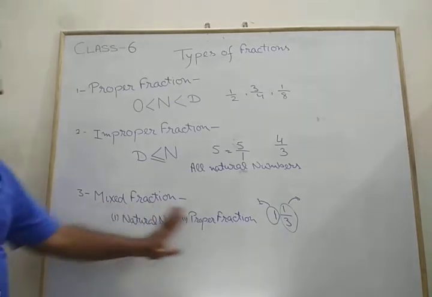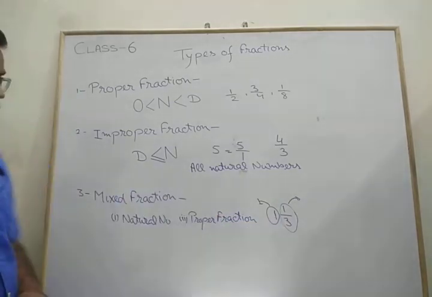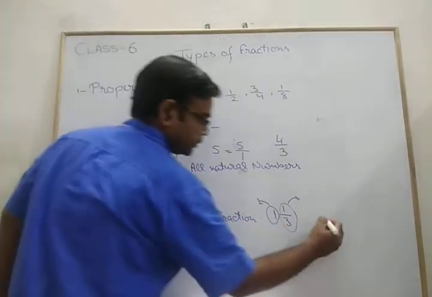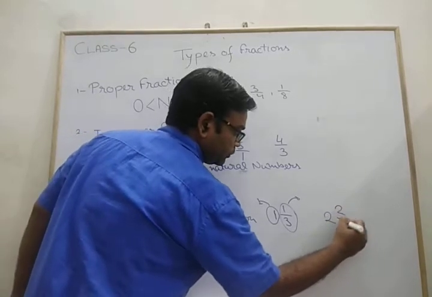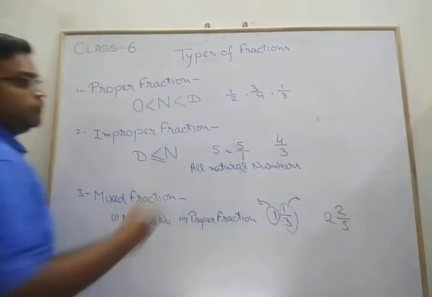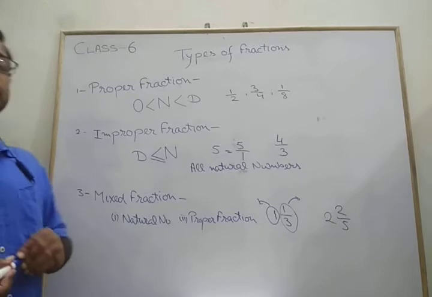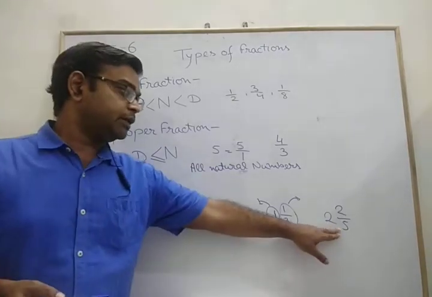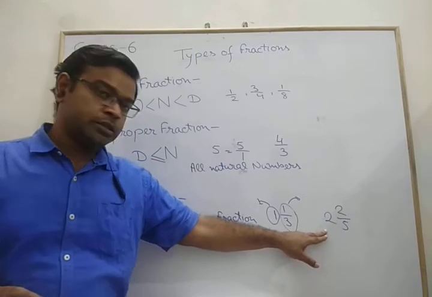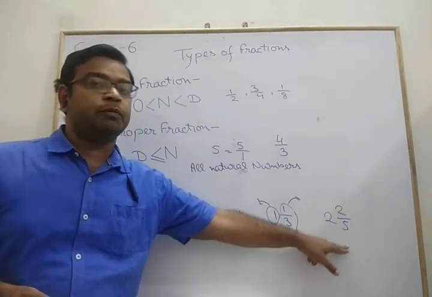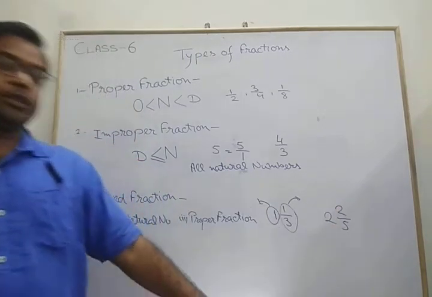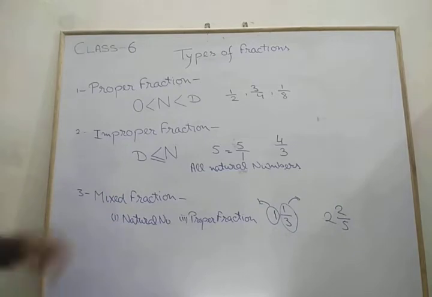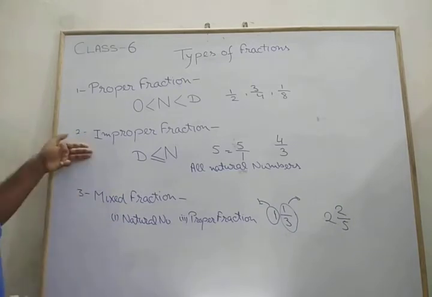So a mixed fraction is 1 whole 1 upon 3, or we can write 2 whole 2 upon 5. Such examples are mixed fractions, where we have a natural number part, then a fraction part. We pronounce it 2 whole 2 upon 5. Now let's discuss how we interchange improper into mixed or mixed into improper.